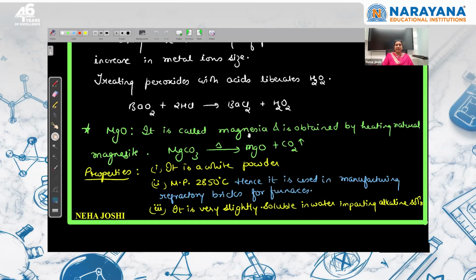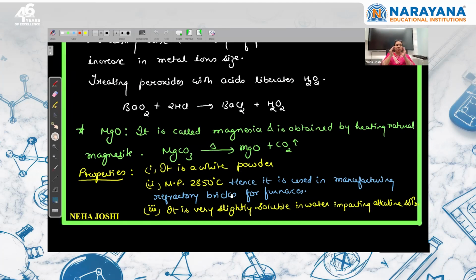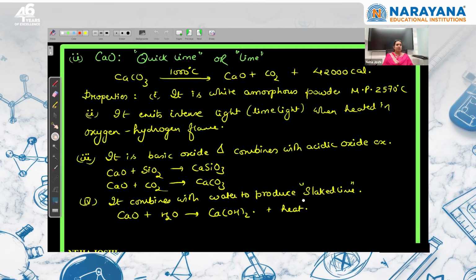MgO is called magnesia and is obtained by heating natural magnesite. What is magnesite? MgCO3. This MgO is important because it is used in manufacturing refractory bricks for furnaces. What are refractory bricks? The bricks used inside the furnace, which can survive very, very high temperatures. It is slightly soluble in water, imparting alkaline solutions.